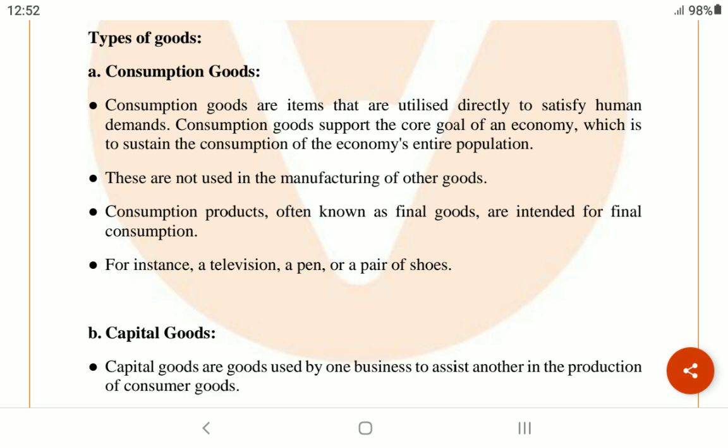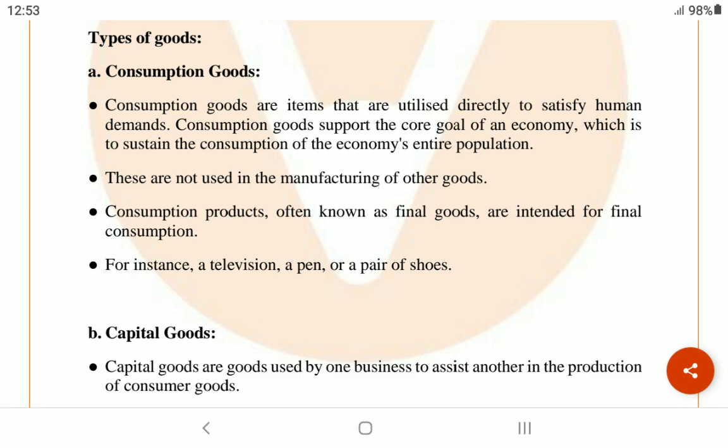It is not known as semi-finished goods. It is a final good, so it is used directly by people. It is not a semi-finished good that has to go through another process and only after that becomes a finished or final good. It is already a final good, so it goes directly to the people, and people use the things that they buy.